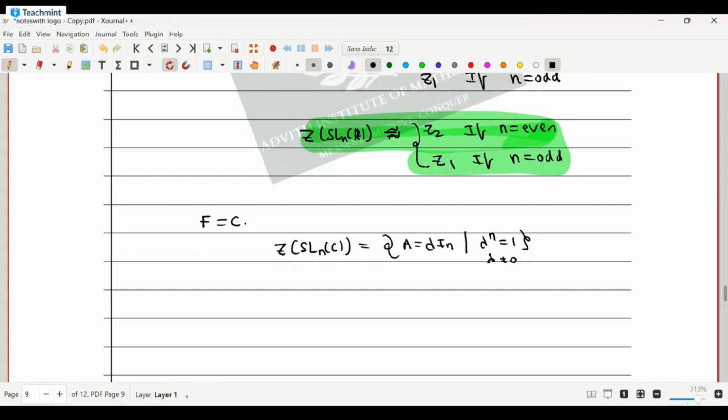So lambda means the non-zero nth roots of unity, and here lambda is a complex number. Therefore lambda power n is equal to 1. Then, sir, this one is isomorphic to the nth roots of unity, which is a cyclic group of nth roots of unity. So therefore Z of SLN of C, the complex number system, is isomorphic to Cn.